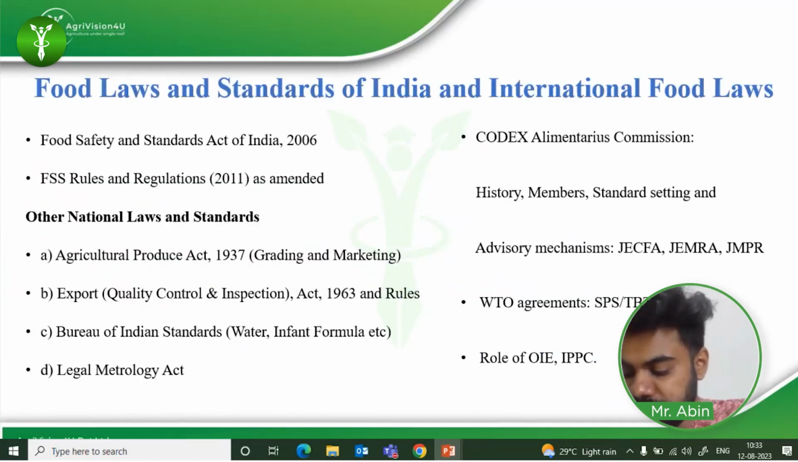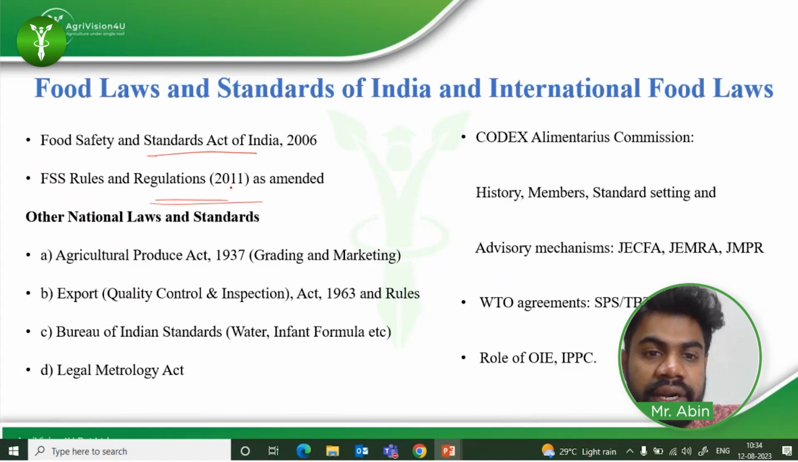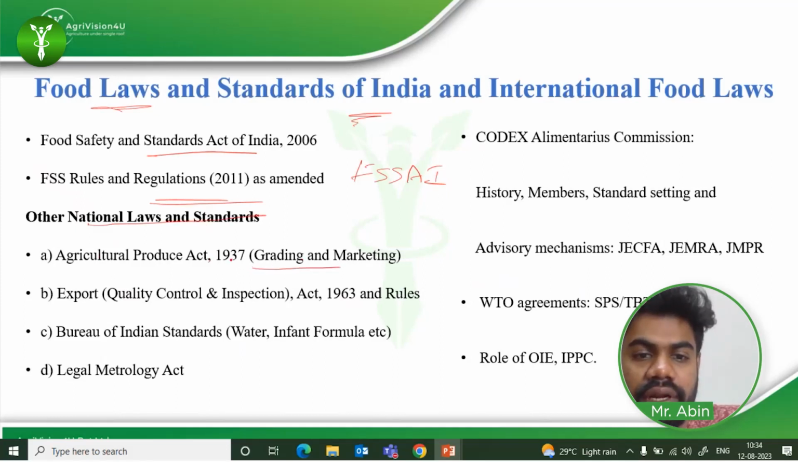So this is the whole syllabus for Unit 1. From here onwards, we will be starting FSS Act. Rules and regulations, I have already told you, like from where you will be reading and how much is important. In point of food laws in India, there will be 2 divisions. First is FSSAI related, the acts, rules and regulations under it. Then other national laws and standards. In that you will see AGMARK 1937, EIC Export Quality Control and Inspection Act 1963.